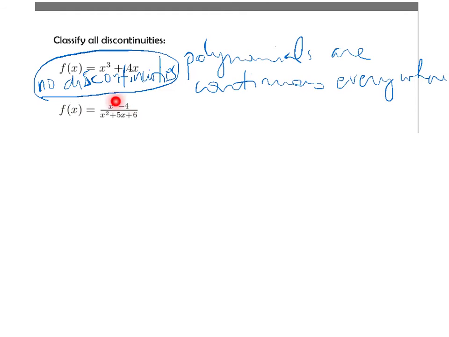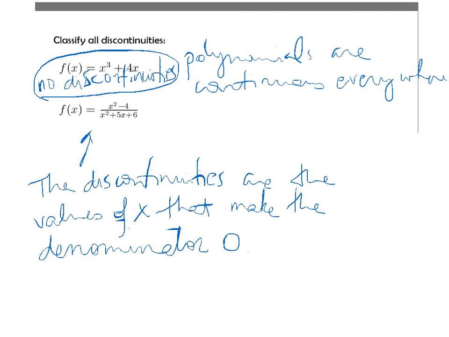Okay, let's move on to the second one. This is a rational function, and the discontinuities of a rational function are all the values of x that make the denominator 0. Then the big question is, which of those x values is going to correspond to a hole in the graph, or a removable discontinuity, and which of those x values is going to correspond to a vertical asymptote, or an infinite discontinuity? To answer that question, we need to factor the numerator and the denominator.